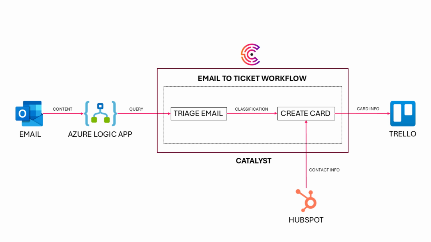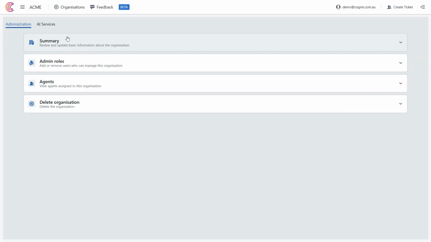The second agent, Create Card, queries HubSpot for contact details. It then creates a card in Trello, combining email and contact information. It selects the list to add the card to, based on the email's content. Let's look at each of these steps in detail.